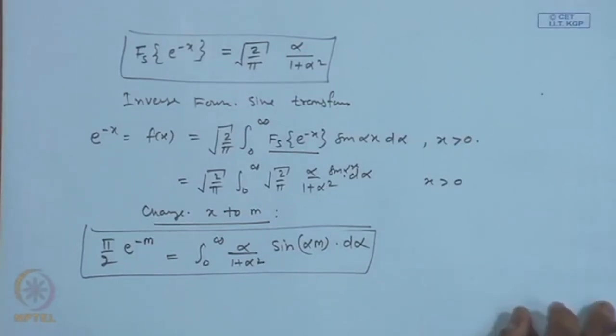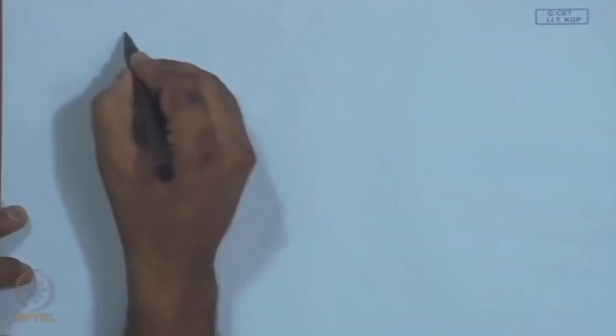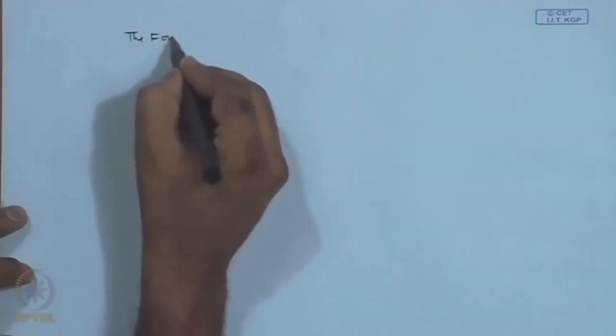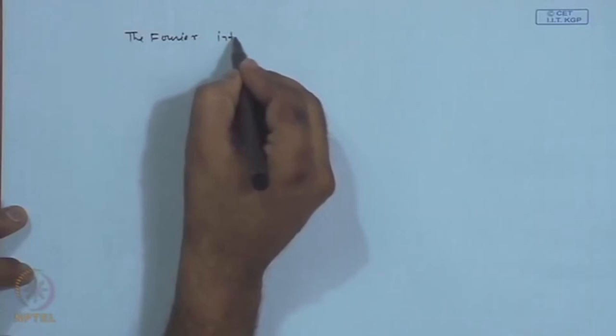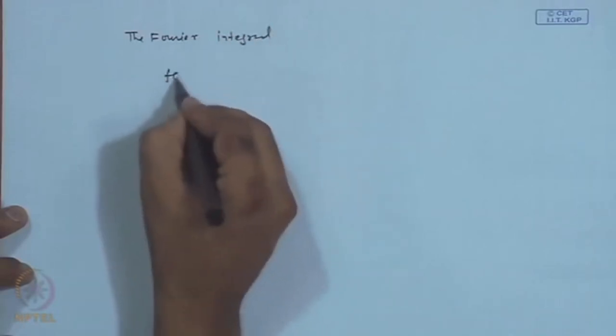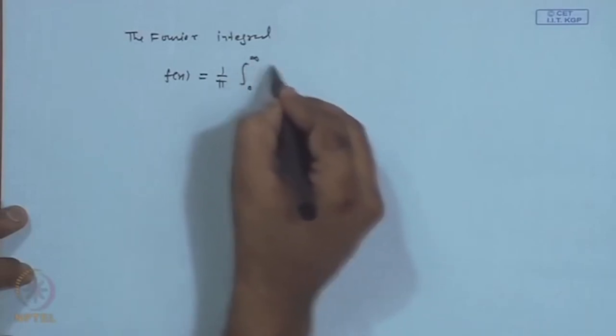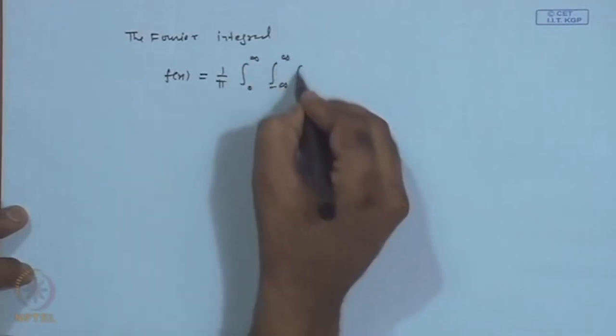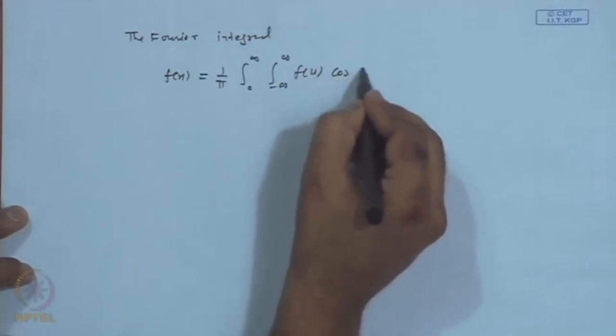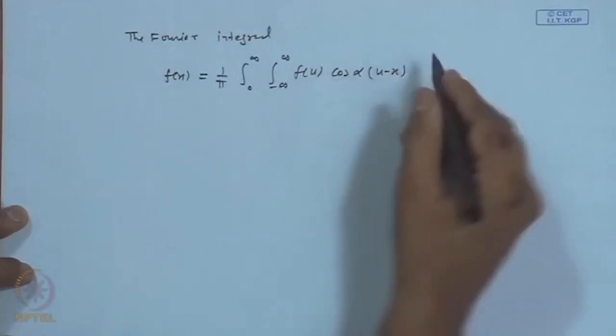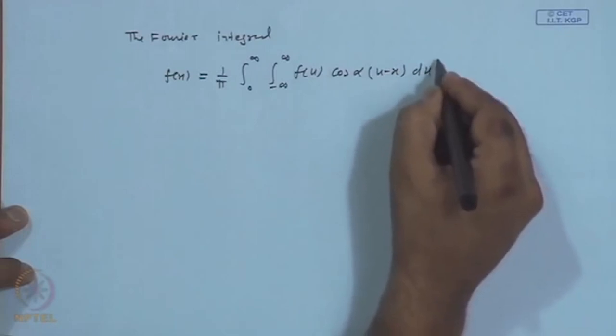Okay, so we now proceed to define Fourier transforms. For that we will again start with this Fourier integral, that is the fundamental concept we have. So, we got this Fourier integral, and that was f x is 1 over pi, integral from 0 to infinity and minus infinity to plus infinity of f u cos alpha u minus x du.